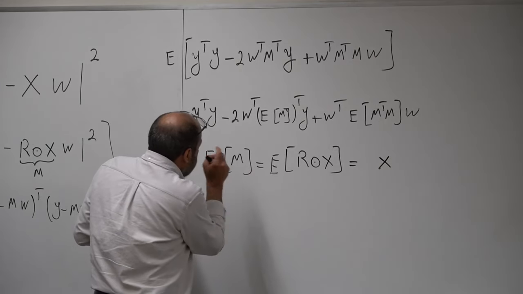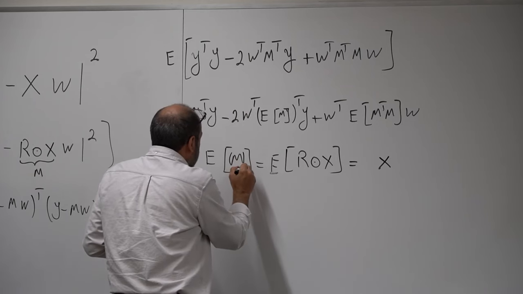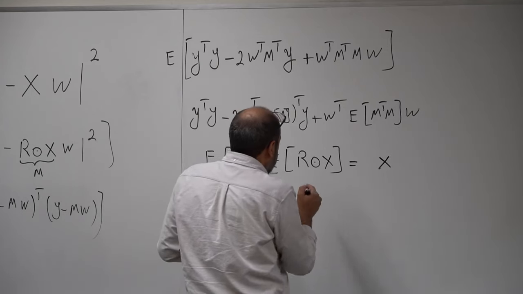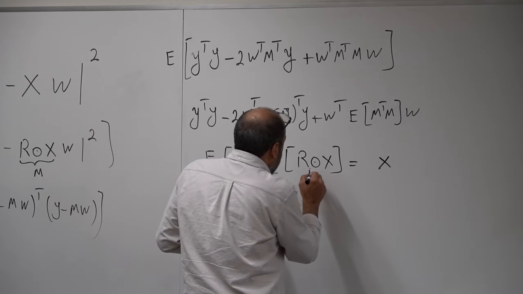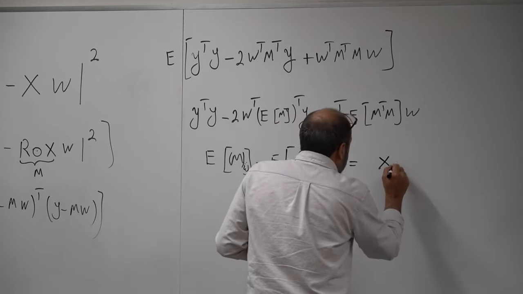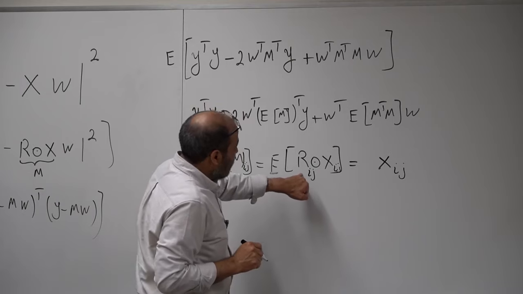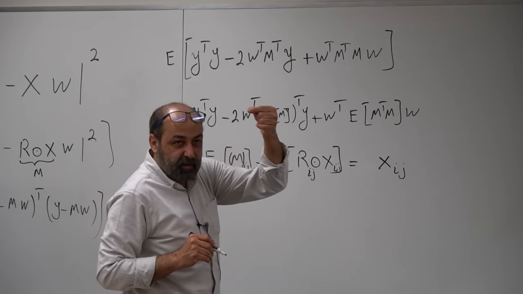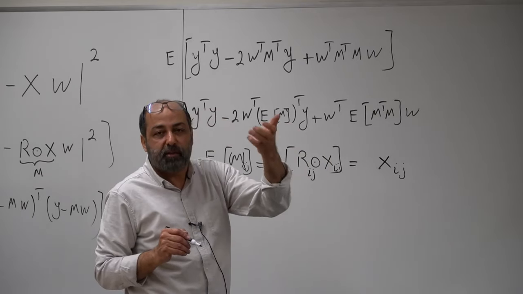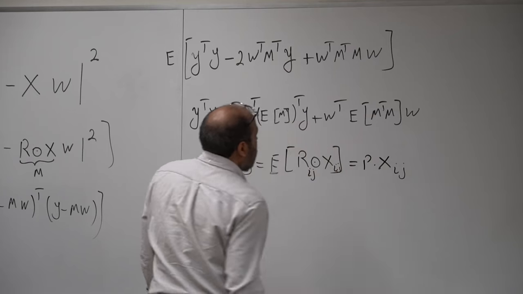So I'm interested in the expectation of M. To be more clear, let me talk about the expectation of Mij, just one element of this matrix. That's going to be Rij times Xij. So it's going to be Xij, and the expectation of one cell Rij would be just P, right? Because P is the parameter of the Bernoulli. So this is basically P times Xij.